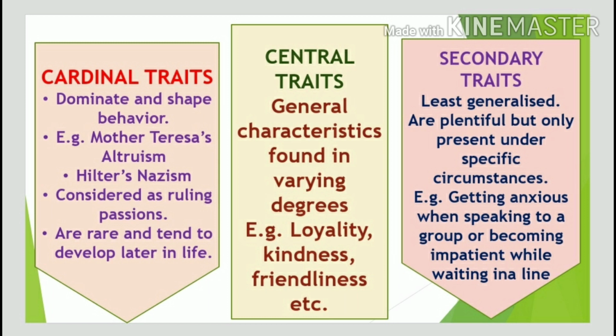For example, one who gets anxious while speaking in a group may not get anxious in most of the situations. He gets anxious only when he talks in a group. Otherwise, he is very confident. Or one who becomes very impatient while waiting in a line. This is just a situational behavior. Otherwise, he is very cool and calm. He always remains relaxed. But in that particular situation, when he has to wait in a line, he becomes impatient. So these are situational traits basically. Alright. So these are the three traits given by Gordon Allport.